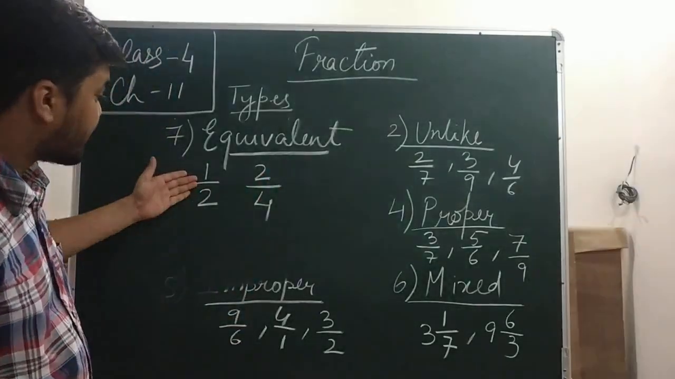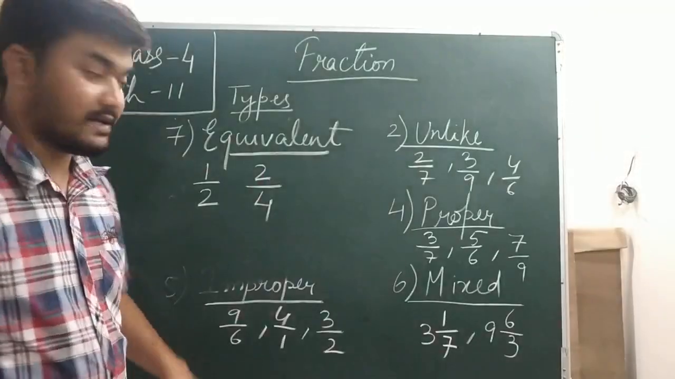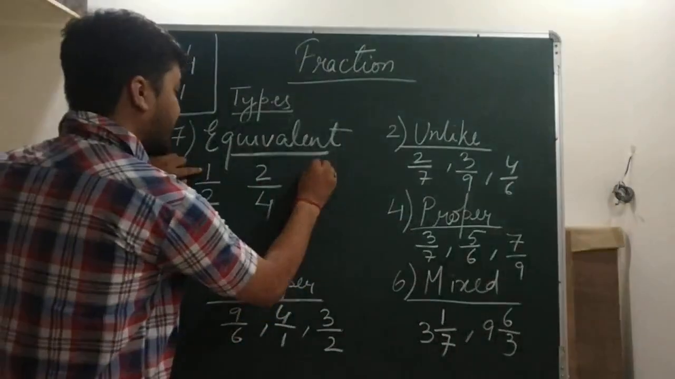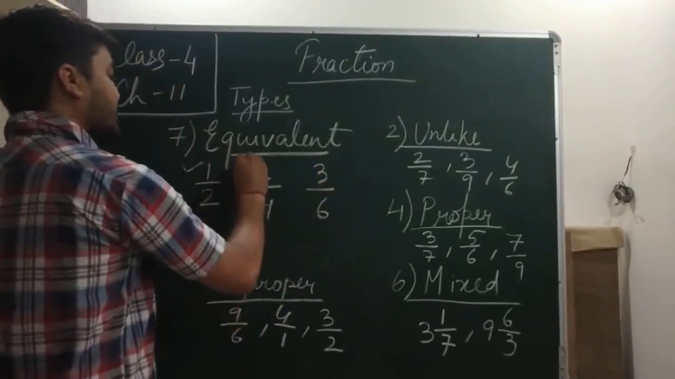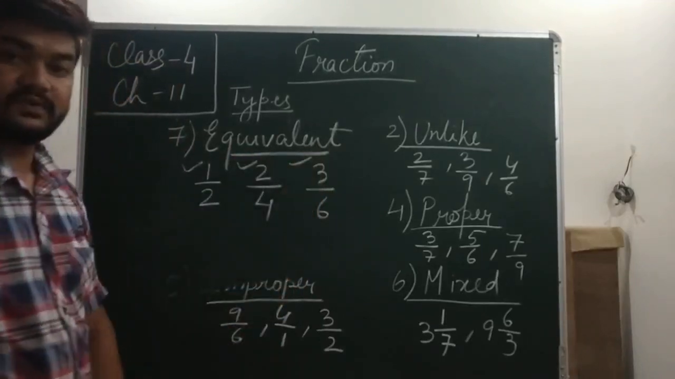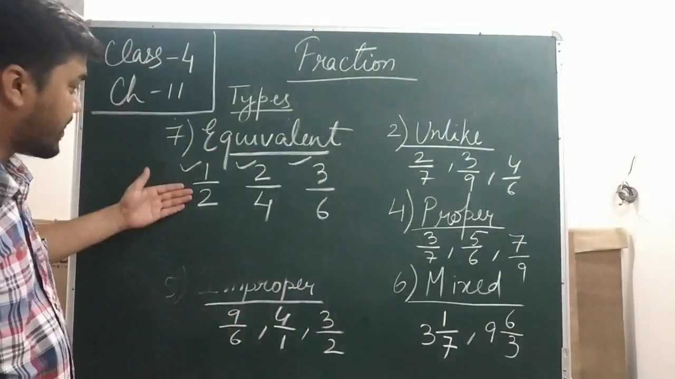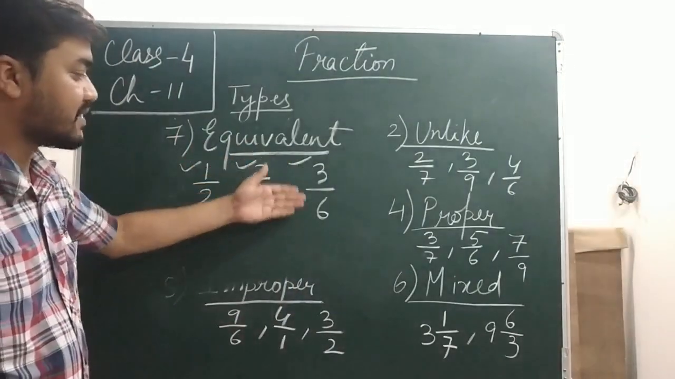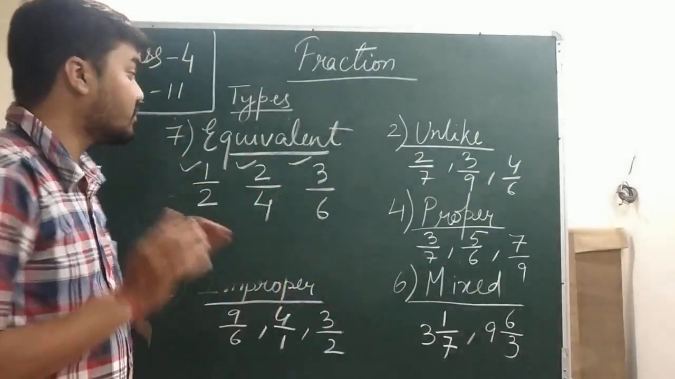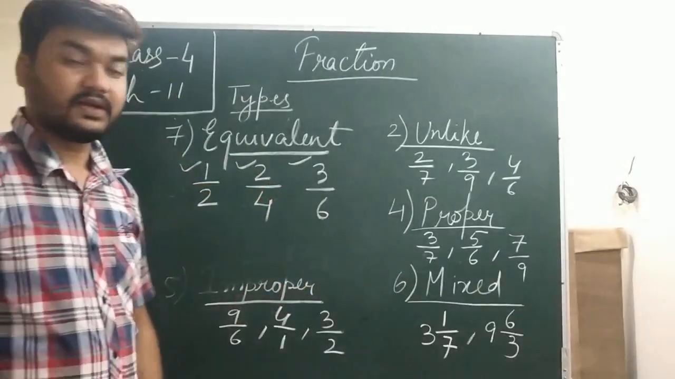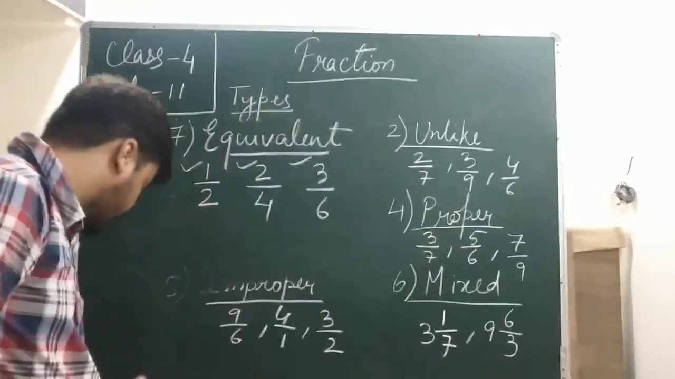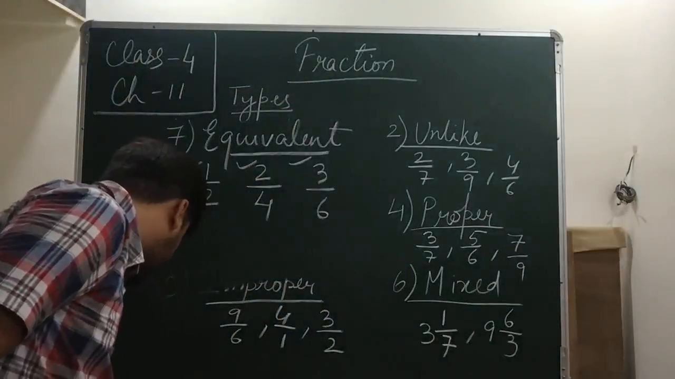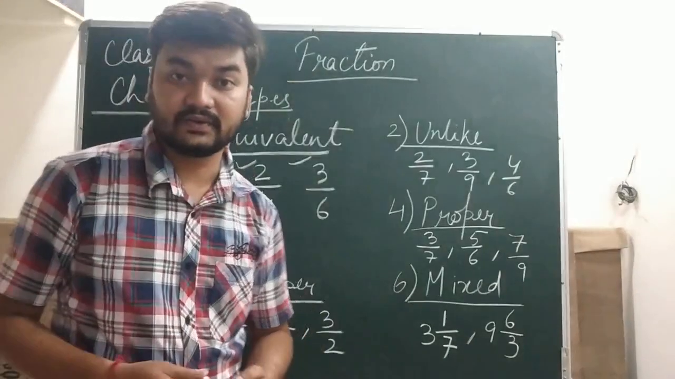If we multiply it by 3, 1 into 3 is 3 and 2 into 3 is 6. See, all these are equivalent fractions. 1 by 2, 2 by 4, 3 by 6, these all are equivalent fractions. So these are all the 7 types of fraction. Now we will move towards the exercise part.